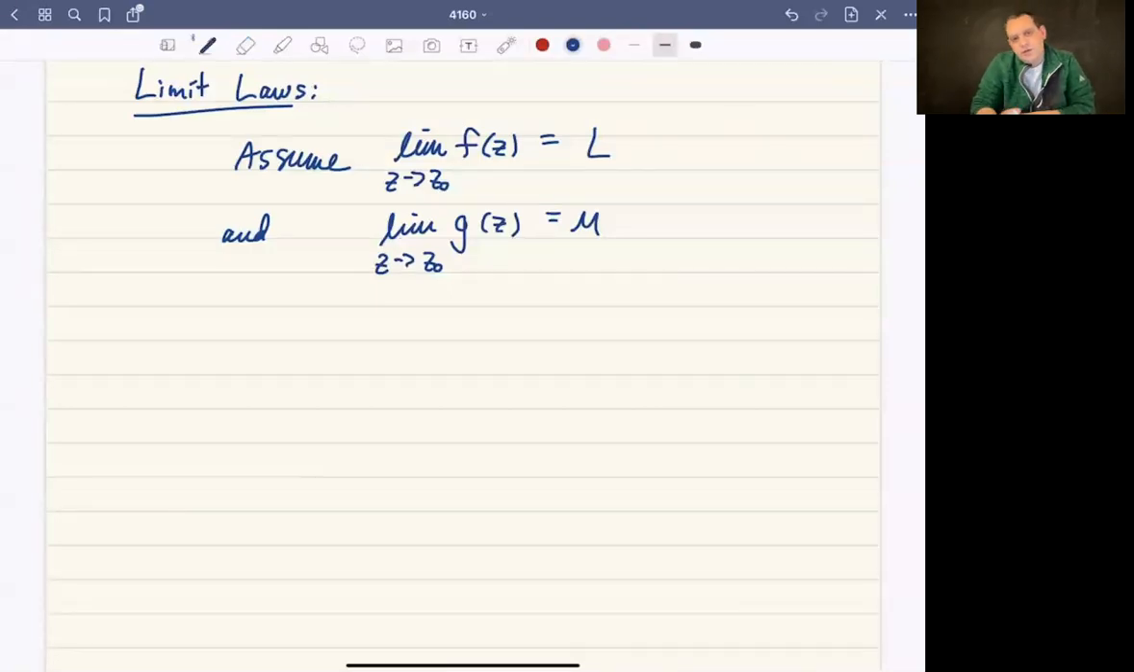So what I want to do now is talk about some of the properties that are obeyed by limits. Specifically, we're going to assume that we have the limits of two functions, f and g, where the limit of f is going to be L as z approaches z naught, and the limit of g as z approaches z naught is going to be m.